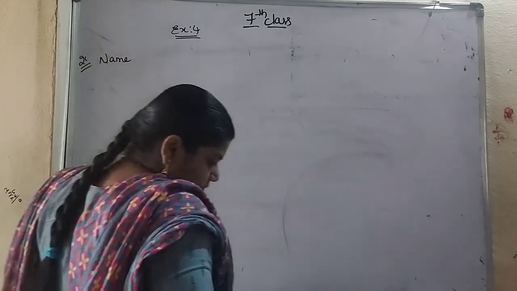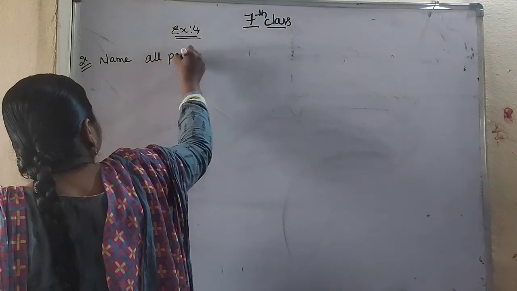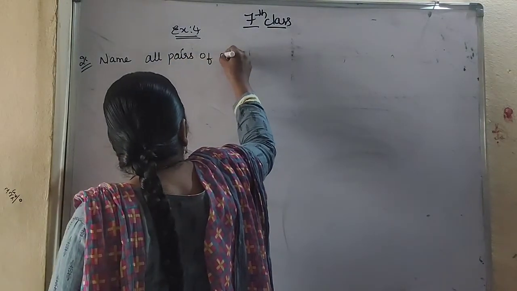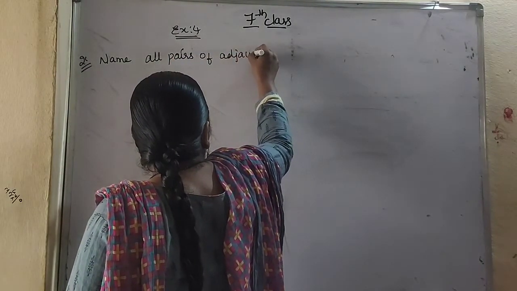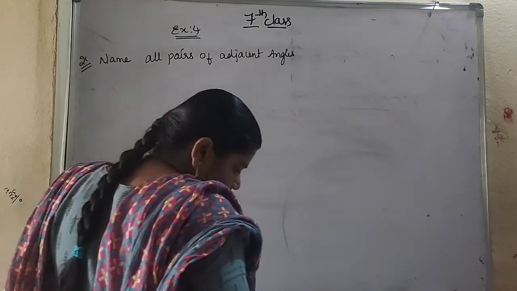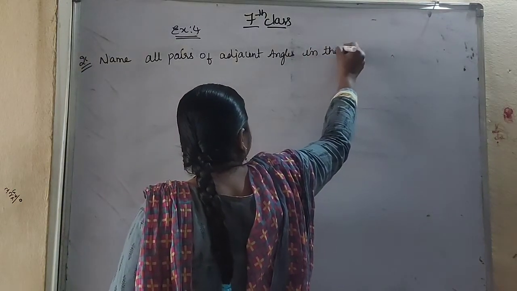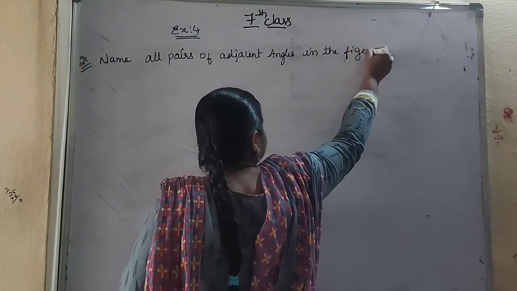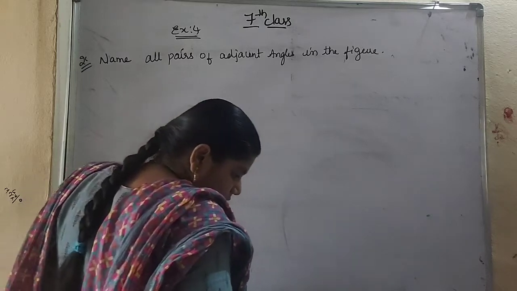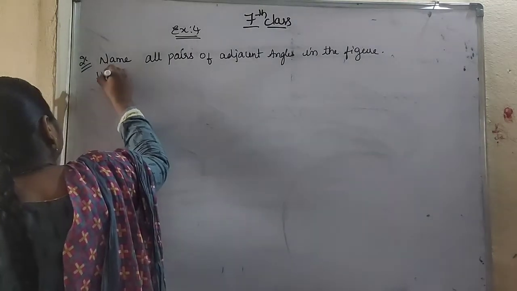Name all pairs of adjacent angles in the figure. How many pairs of adjacent angles are there?